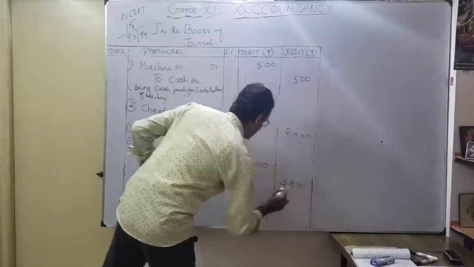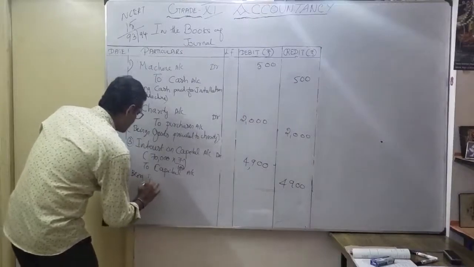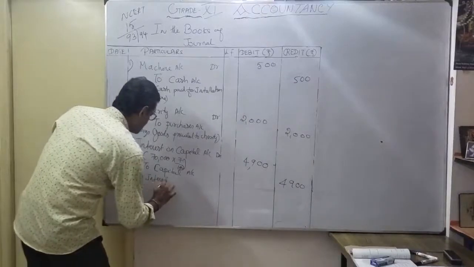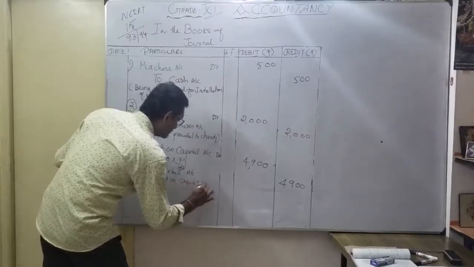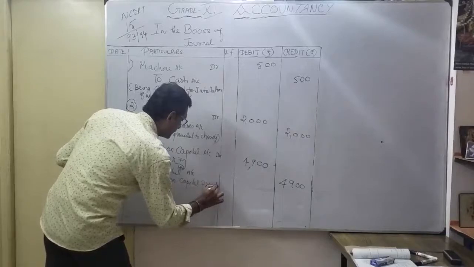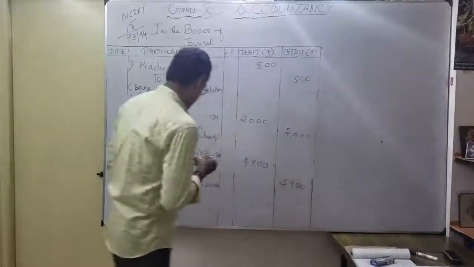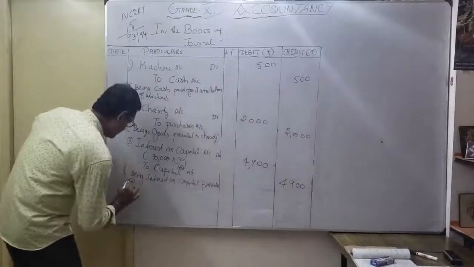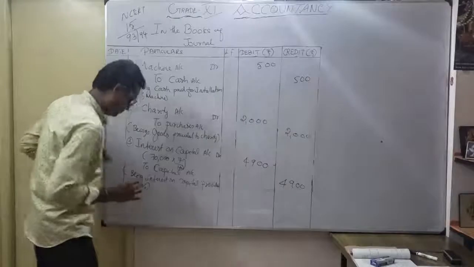4,900. Okay. Now the relation being interest on capital provided. Okay, provided at the rate of 7%. So at the rate of 7%. Okay, that's what our third journal entry.